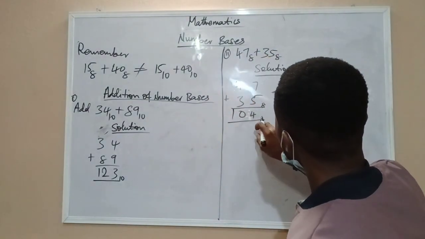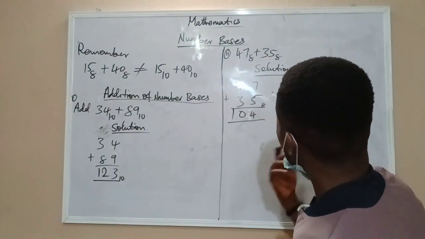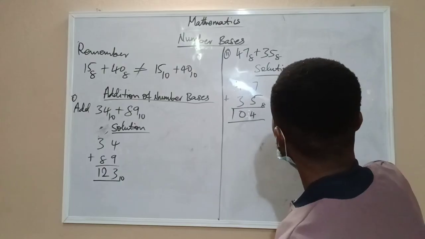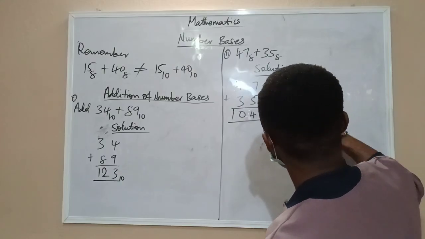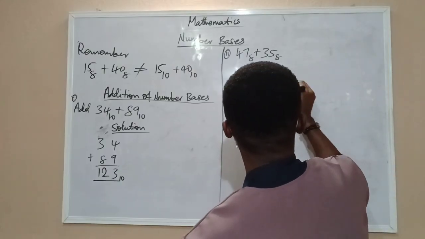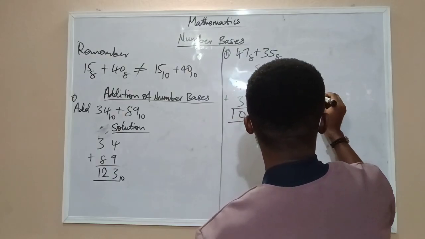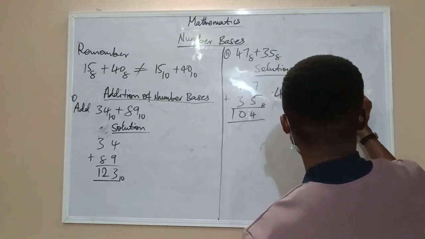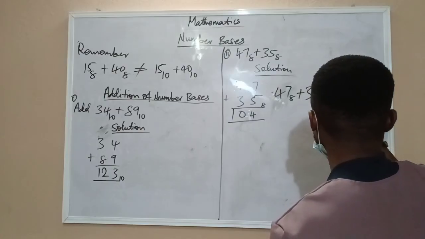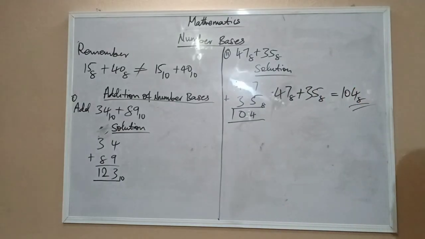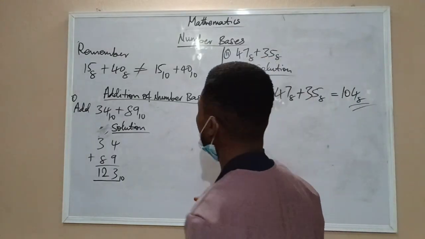This is equal to this plus this, we don't need to write it. 47 in base 8 plus 35 in base 8 is equal to 104 in base 8. This is base 8.